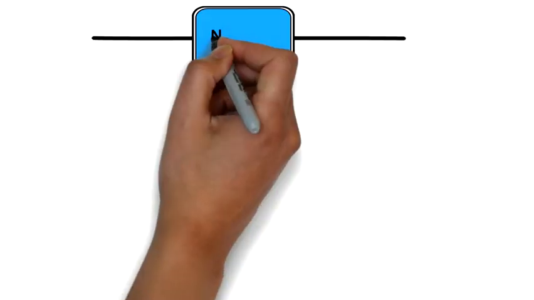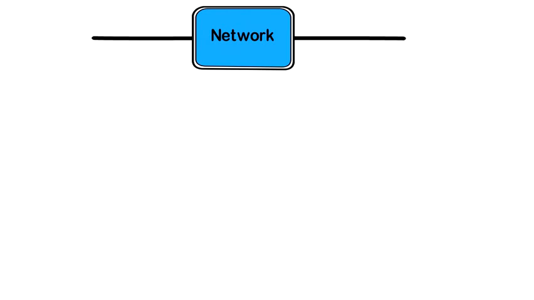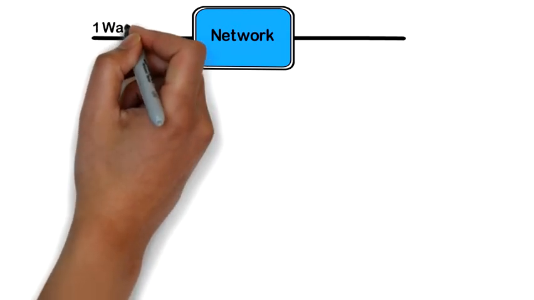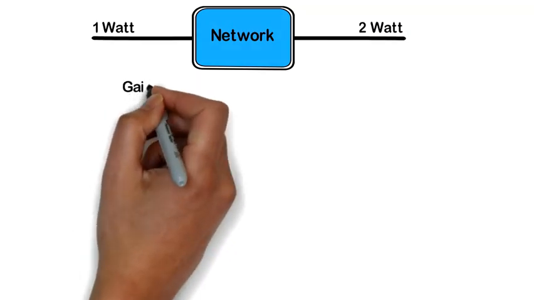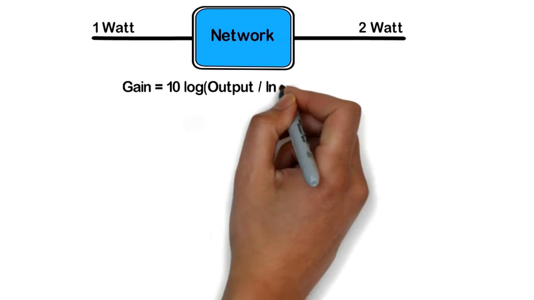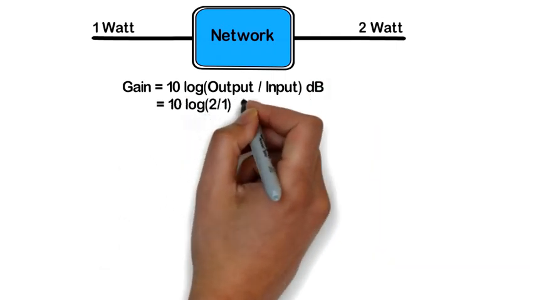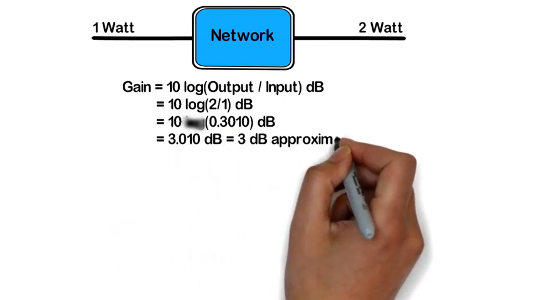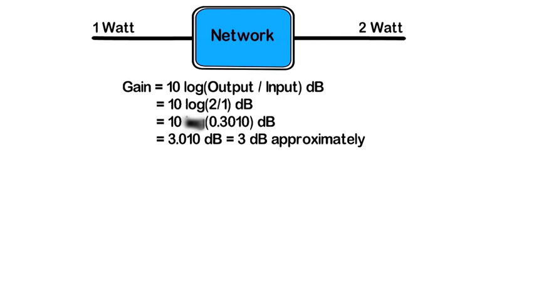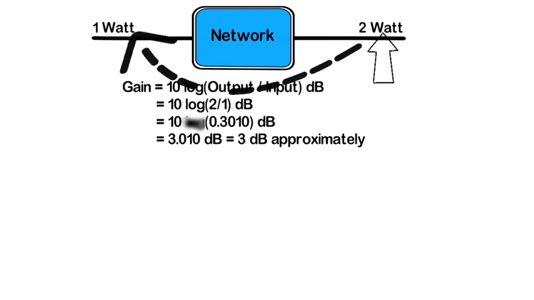That means for the given network, if we want to calculate gain or loss, we need to find the ratio of power levels and then calculate the output. Let us take an example. This is a network with input power as 1 watt and output power as 2 watt. Gain is calculated as 10 log output divided by input power in dB. So the ratio gives the value of 0.3010 dB. Since it is a positive value, the network has undergone gain because output power is greater than input power.